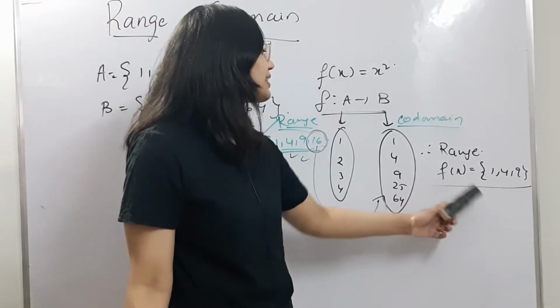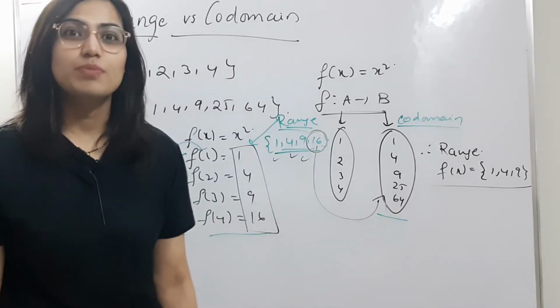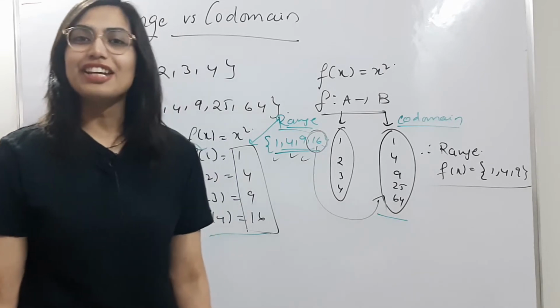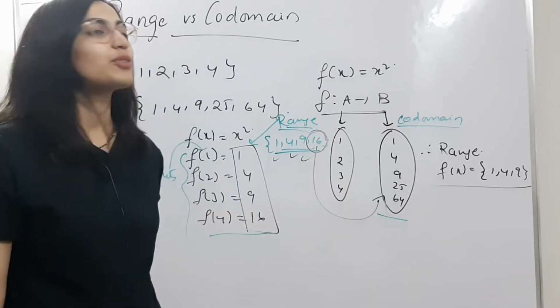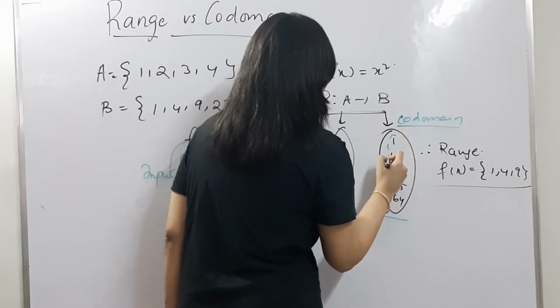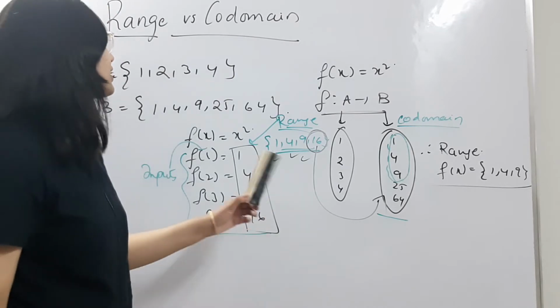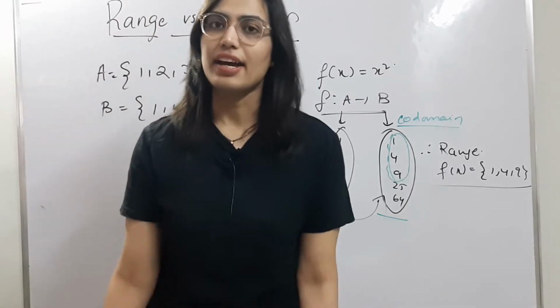And now this satisfies the definition that range is a subset of codomain, which means all the values in the range must be present in the values of the codomain. So, this is the range. Okay, so this is the difference between range and codomain.